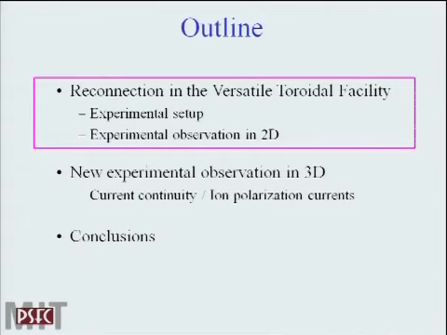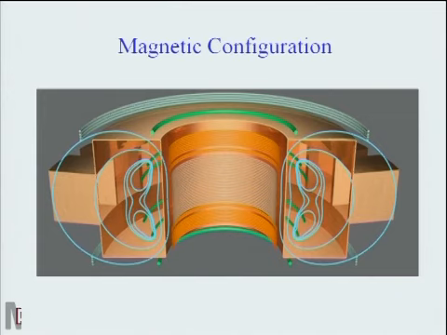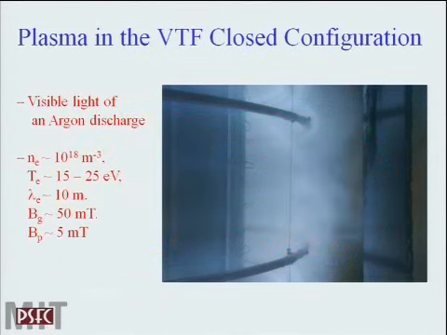Okay, so I'll go through, we have a regime where we see bursty reconnection. So I'll talk about the first 2D aspects of this, and then our new experimental observations in 3D, and we think we understand this now as well. So again, this is our geometry where our toroidal conductors make this in-plane magnetic field that has an X point here where reconnection can be driven.